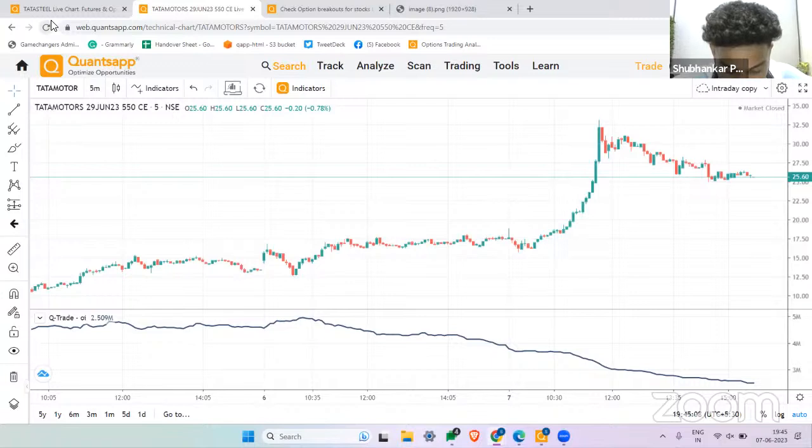How much time to wait for it to sustain? There is nothing specific. The moment it starts to sustain, and the moment price action gives a confirmation, that is the right time.